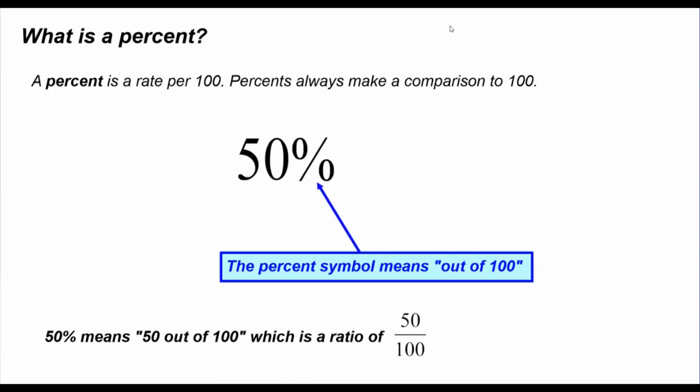So first of all, what is a percent? A percent is a rate per 100. Percents always make a comparison to 100. So a percent is a ratio or a fraction that is always making a comparison to 100.